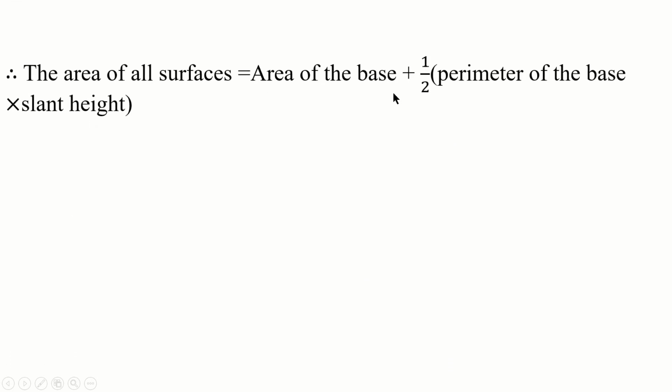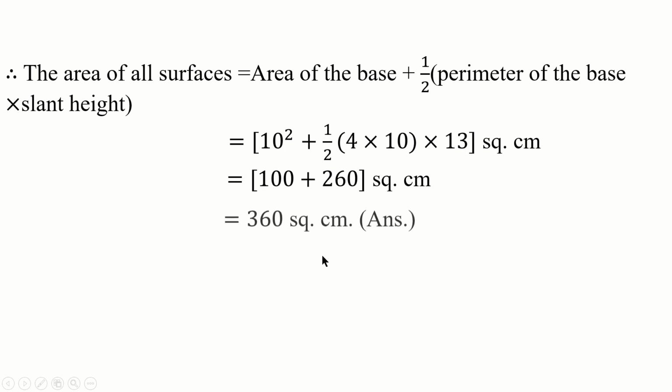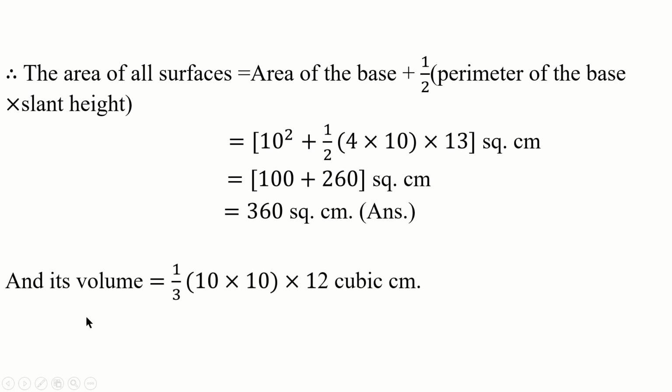Therefore, the area of all surfaces is equal to the area of the base plus half into perimeter of the base into slant height. Area of base is 10 square as the base is a square, plus half into perimeter of the base. Perimeter of base means 4a, a being the side of the square, or we can take 10 plus 10 plus 10 plus 10, or write 4 into 10, into 13. 13 is the slant height. Now calculate: 100 plus 260 square centimeter, equal to 360 square centimeter. This is the answer. And its volume is equal to one third into area of base into height. Area of base means area of square, side square, or we can write 10 into 10 into 12. 12 is height. And we get 400 cubic centimeter. This is the other required answer.